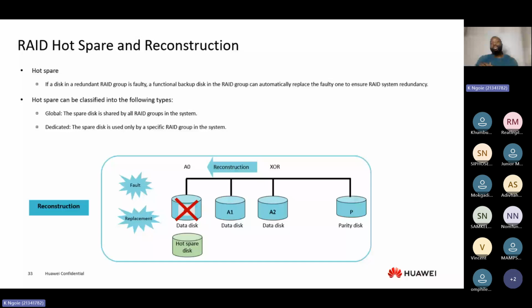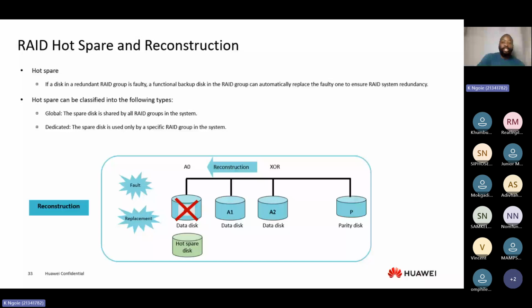But now, a hot spare is basically a standby disk, which will automatically replace a disk that will fail. So this is a hot spare. So this is a disk. In case we have a disk that failed, the hot spare disk is going to replace that faulty disk. So when we talk about RAID hot spare and reconstruction, a hot spare is a standby disk that will automatically replace a failed disk, right?